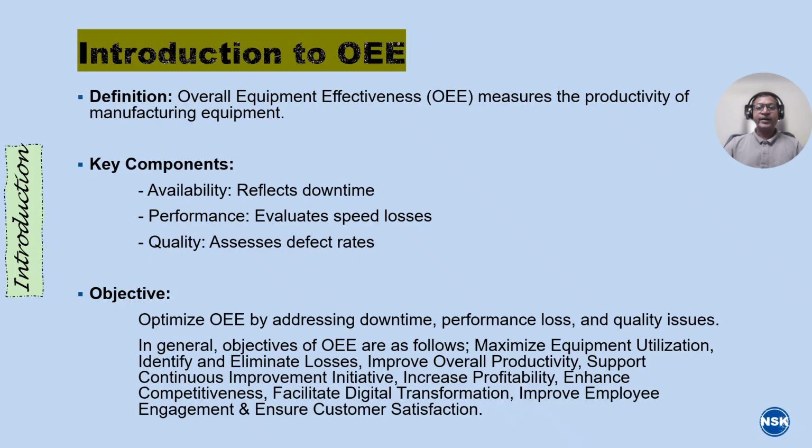In simple terms, OEE tells how much value you are getting out of your equipment compared to what's possible. It's calculated by combining three factors. First, availability: is the machine running when it's supposed to? It reflects downtime. Second, performance: is the machine running as fast as it can? It evaluates speed losses. Third, quality: are the products made without defects? It assesses defect rates. OEE is calculated as the product of three components: availability, performance, and quality.